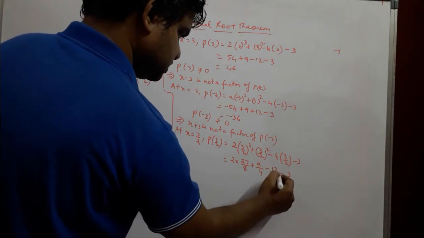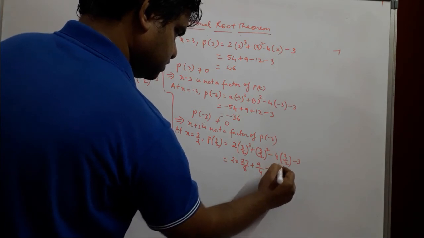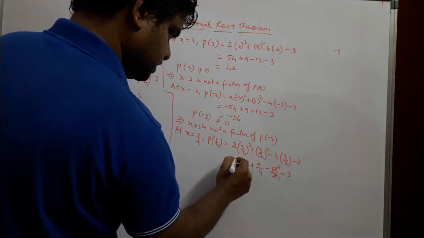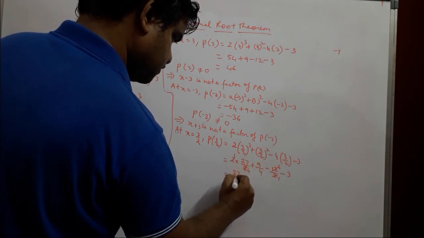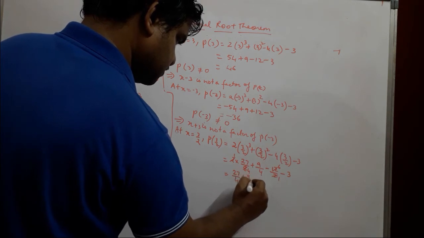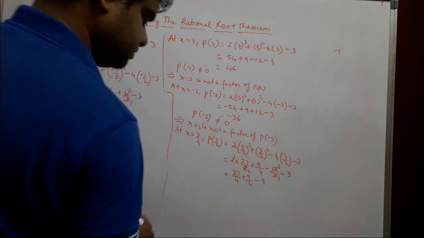Here we can cancel this out. 2 ones are 2, 2 6s are 12. So here we can cancel this. 2 ones are 2, 2 4s are 8. So we get 27 upon 4 plus 9 upon 4 minus 6, and minus 3 gives us minus 9.